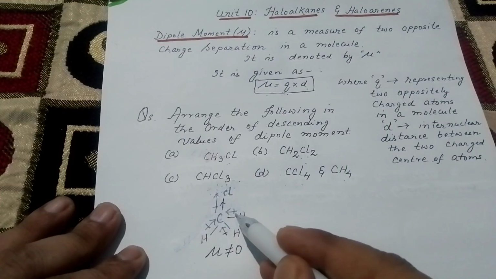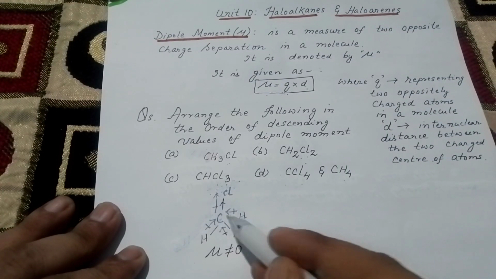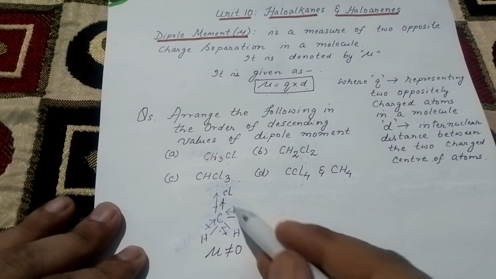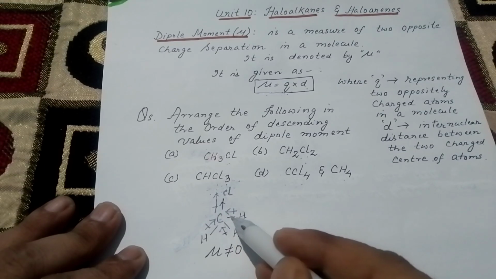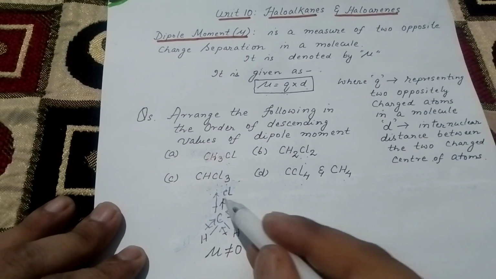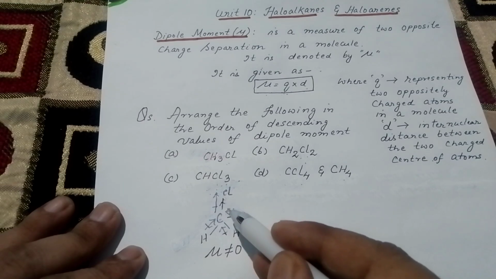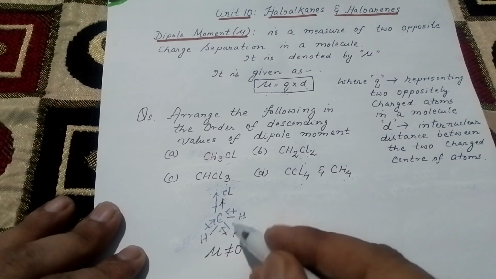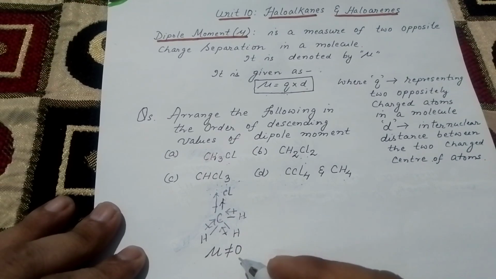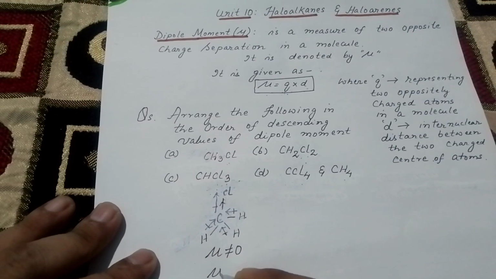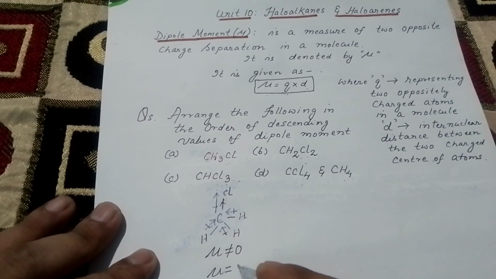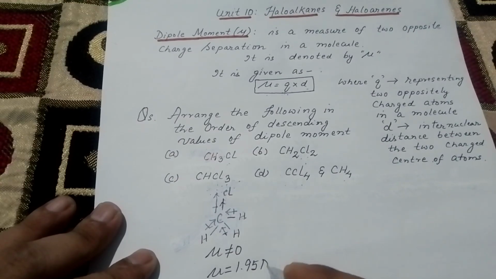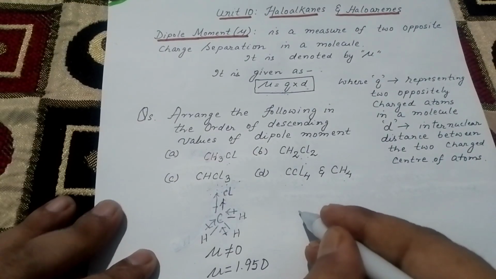Now let me repeat. See the bond moments here, they are showing in the same direction, this and this and this, nearly the same direction. So all the vectors should be added up, right? So the dipole moment is 1.95 D, right? Now we will come to dichloromethane.